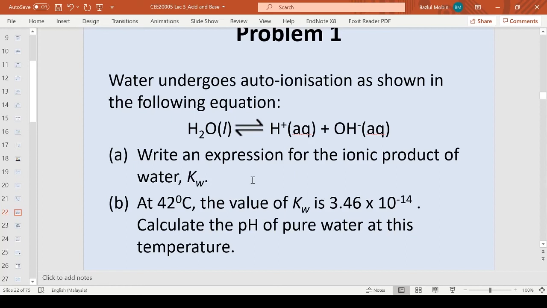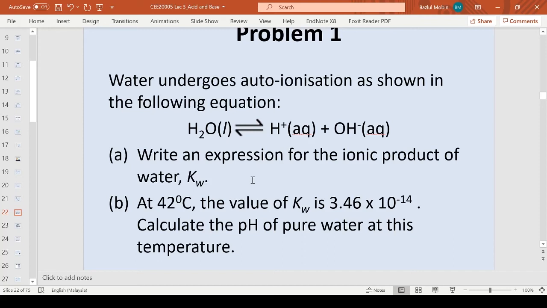Okay, at 42 degrees centigrade, the value of Kw is 3.46 times 10 to the negative 14. Calculate the pH of pure water at this temperature. So it says that at 42 degrees centigrade we have the Kw value. So how can we find the pH of that water?